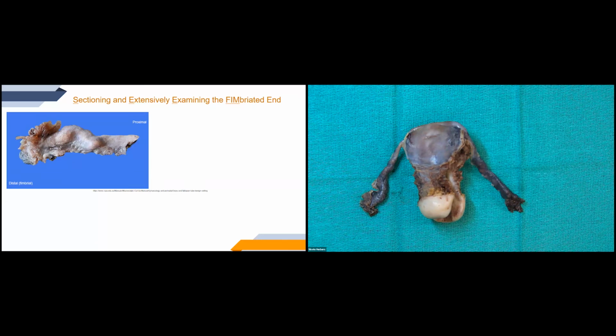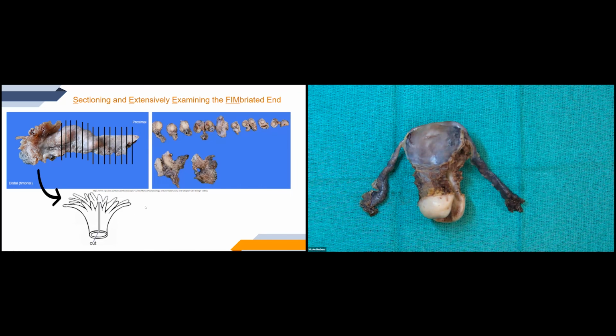So now we'll talk about the fallopian tube sectioning, which we do a modified CFIM protocol. So CFIM stands for sectioning and extensively examining the fimbriated end. So for our sectioning, we would do cross sections of the tube. Up until the fimbriated end, we want to amputate that off at about 1 centimeter. And then we would cut that fimbriated end longitudinally. So we bisect it. And then we would get our sections that look like this.